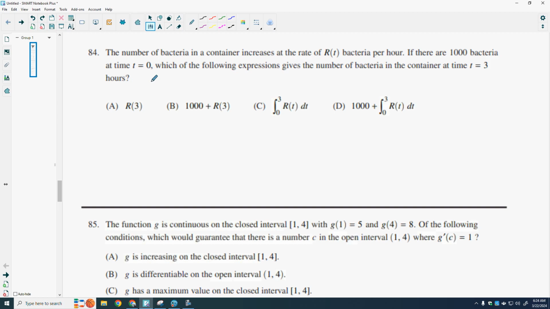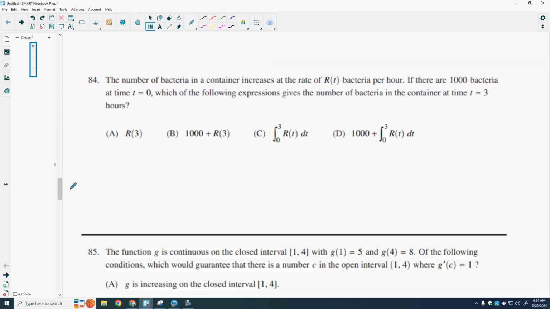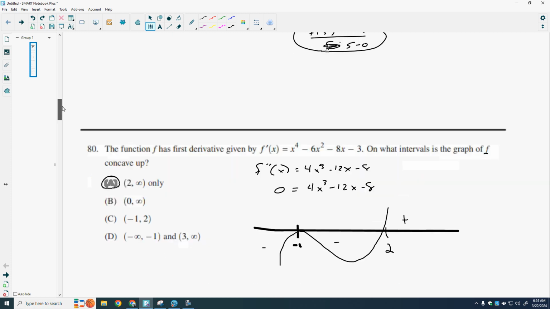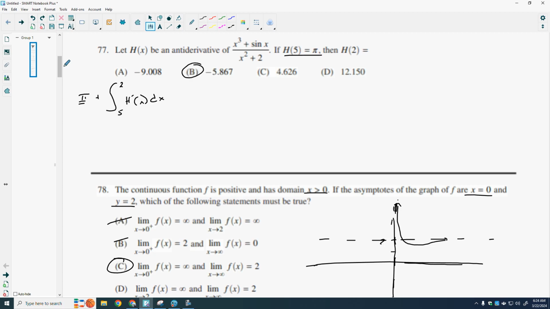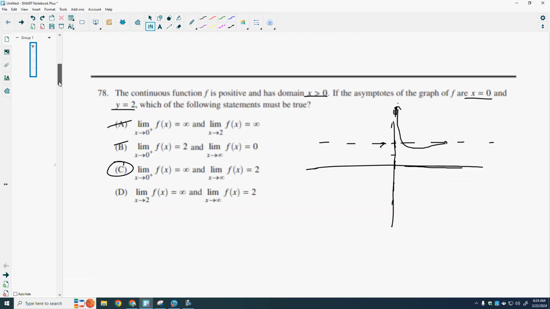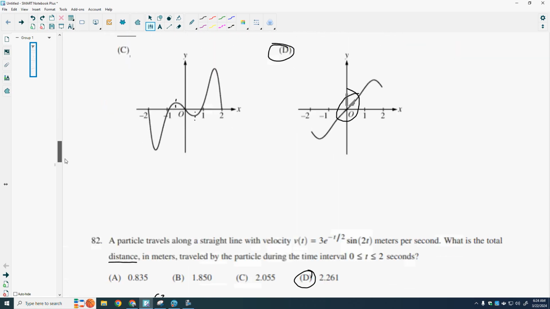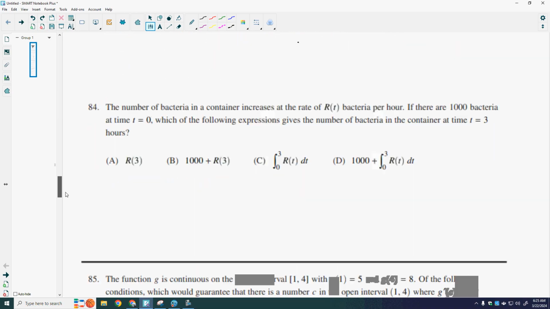Number of bacteria in a container is increasing at the rate of R. So R is a rate of increase. 100,000 bacteria at time equals 0. Which of the following expressions gives a number? Okay, remember before that H problem? Question number 77. Same problem. Remember how I said this is going to show up several times? Here it is again. The exact same setup. Different wording, same exact conceptual setup.